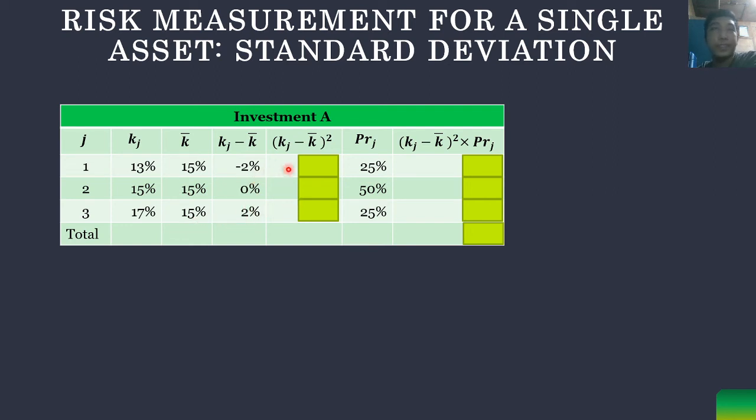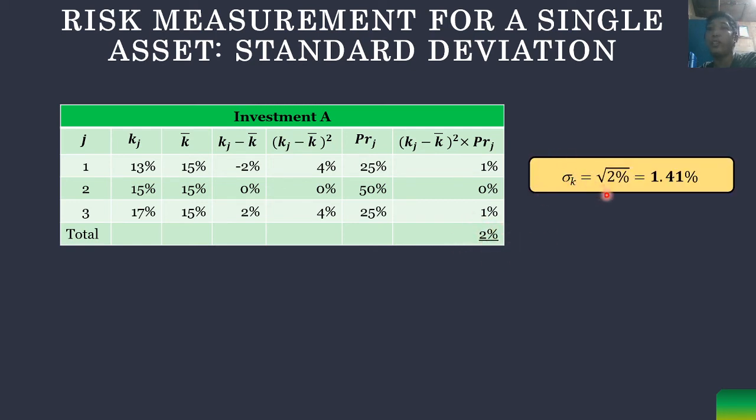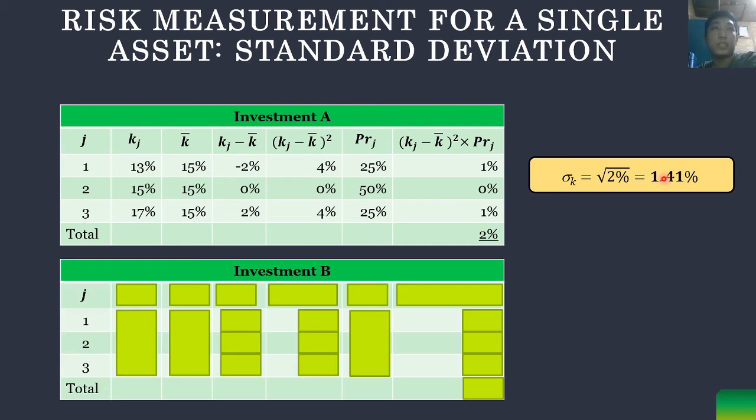And then, ang next, i-square natin yan. 4%, 0, and then 4%. And then, i-multiply natin to. 4 times 25%, 1%. 0 times 50%, 0. 4 times 25%, 1%. For a total of 2%. Okay, hindi pa ito yung standard deviation, i-square root pa natin yan. So, the standard deviation is what? 1.41%. So, ito yung measurement ng dispersion. So, 1.41% for investment A. Okay? Next, for investment B.